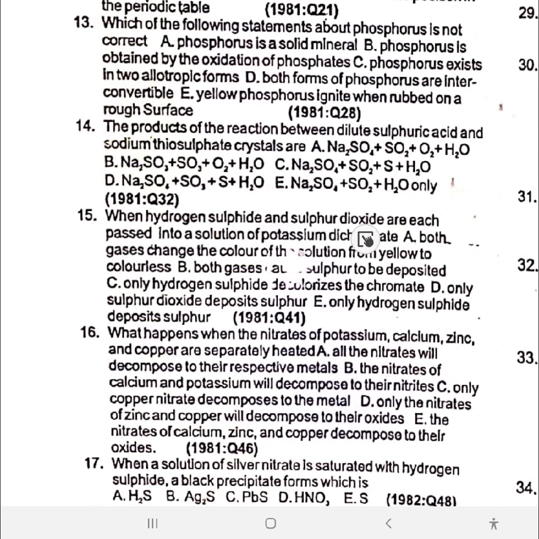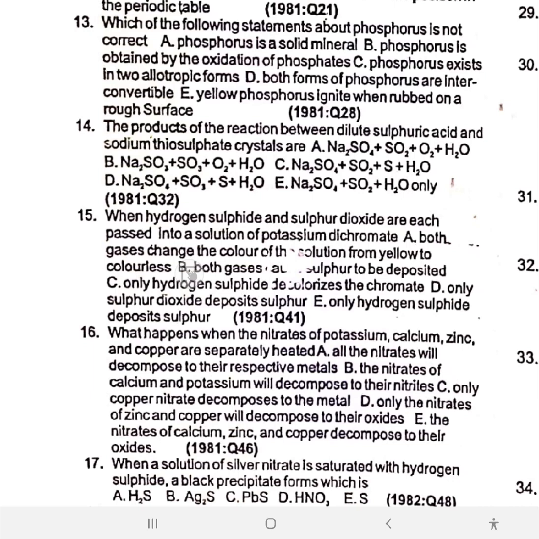15. When hydrogen sulfide and sulfur dioxide are each passed into a solution of potassium dichromate, hydrogen sulfide is H2S, sulfur dioxide is SO2. What will actually happen? H2S and SO2 are reducing agents. Next line, properties of reducing agents: 1. They decolorize acidified KMnO4 solution.